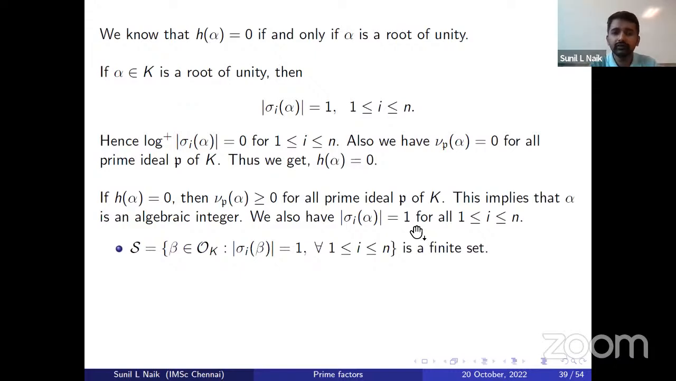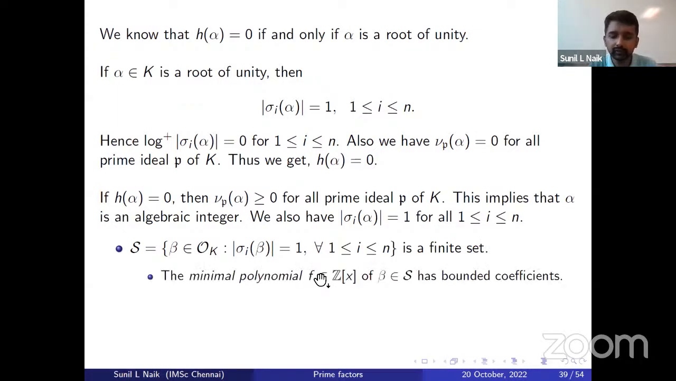Therefore, in order to prove that alpha is a root of unity, we use the fact that the set of algebraic integers beta in O_K such that the modulus of sigma i of beta is equal to 1 is a finite set. To show this one, if we consider the minimal polynomial of beta, it has bounded coefficients.